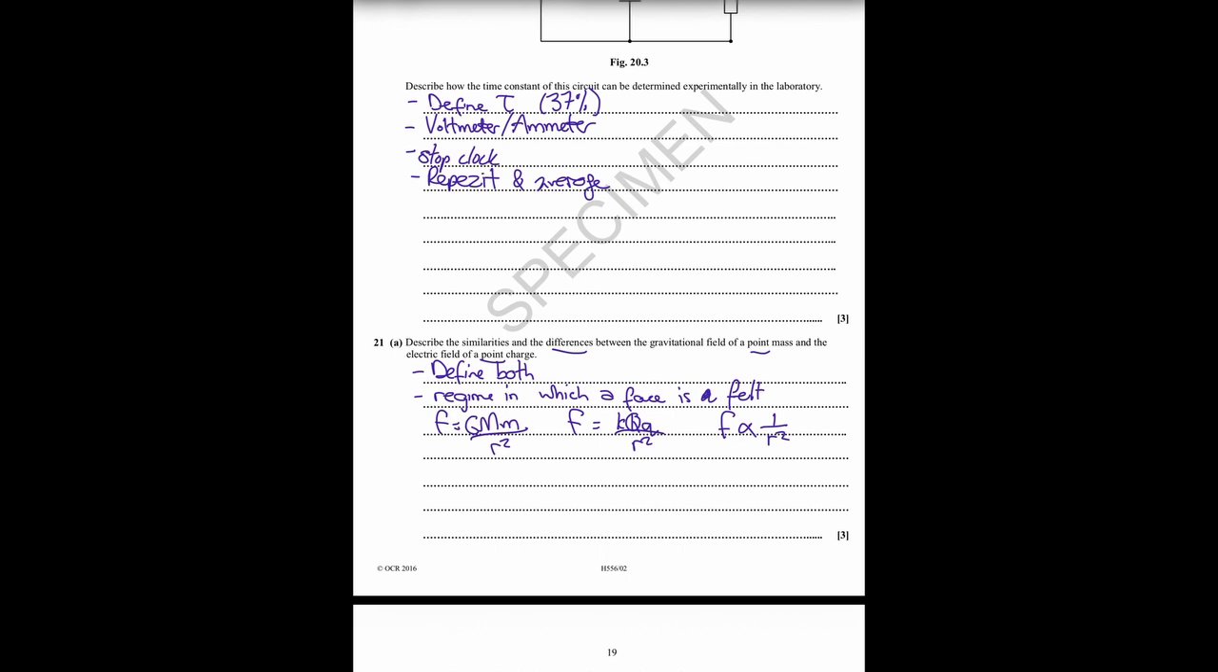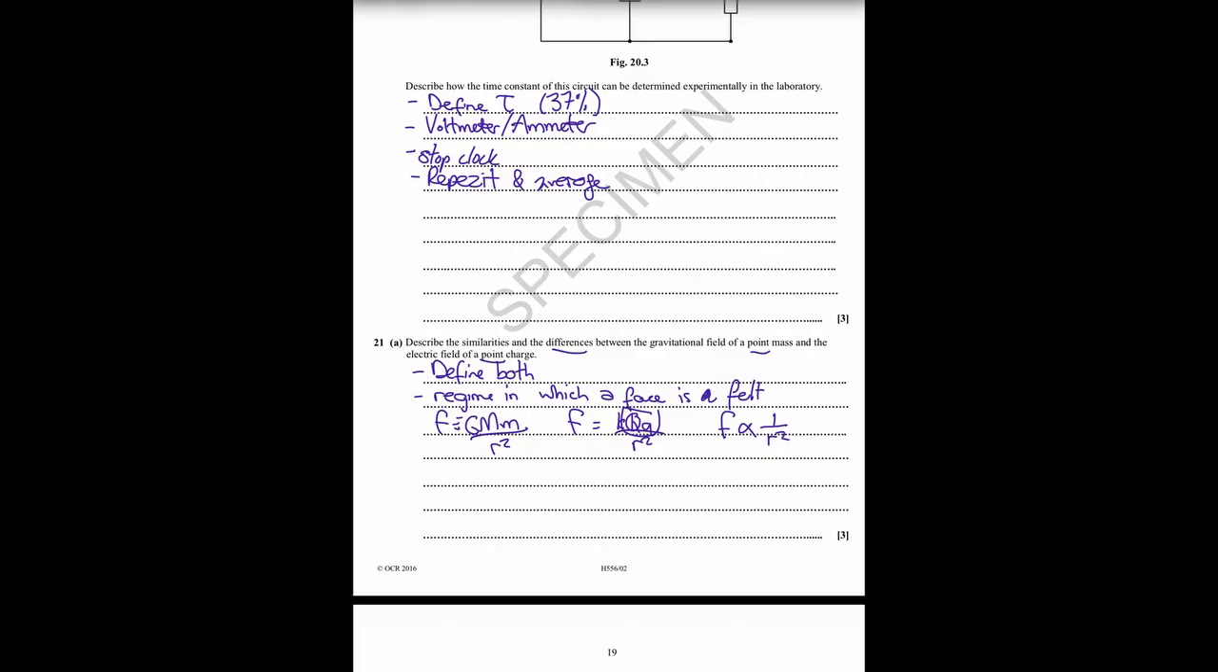Well, the differences between them are obviously that the gravitational field, when we were defining it, we said it arose due to a mass, whereas the electric field arose due to a charge. And then what's the other main or obvious difference? To be fair, I should have put it in there as well. The gravitational field is always going to be attractive because the answer was negative, whereas electric field can be positive or negative, just depending on the charges of your Qs. And I think that's going to be full marks for this one.